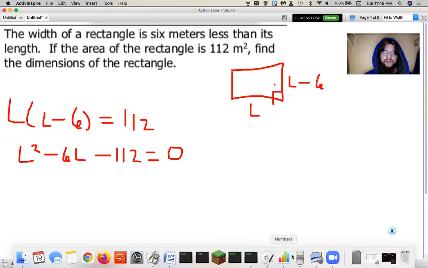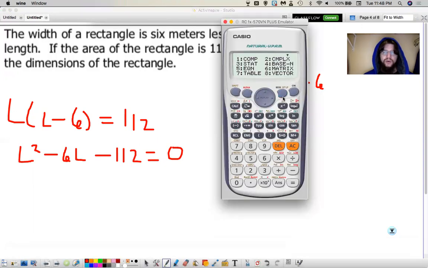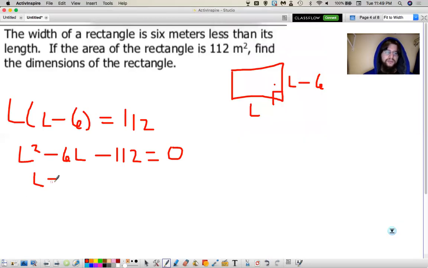Take your calculator. Go to mode 5.3 and type in your coefficients. Again, if you do not have a calculator, sorry, use the quadratic formula. We get 14 and -8. So let's interpret those results. So what are we dealing with here? We're dealing with a rectangle's length.